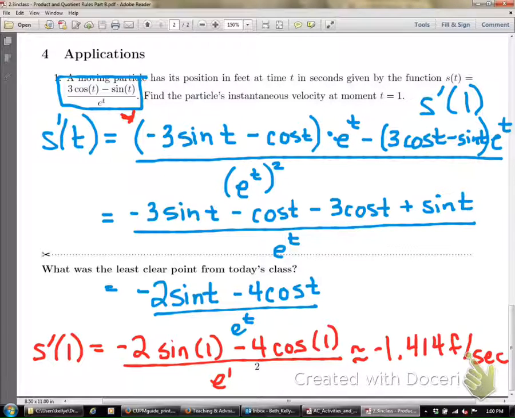And so what that negative means is that the particle is probably moving to the left at 1.414 feet per second at t equals 1 second. Okay, make sure that your calculator is in radians when you calculate this.